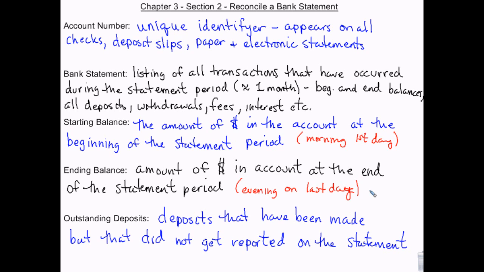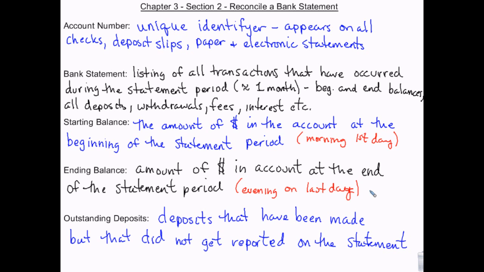And that's why what we're doing now in this chapter is really important. It's called Reconciling a Bank Statement, and we're going to make sure that our information and the bank's information aligns to make sure there's no mistakes. Because you don't want to think you have more money than you do because you made a mistake, and you certainly don't want the bank to think you have less money than you do because they made a mistake. So you always want to check.